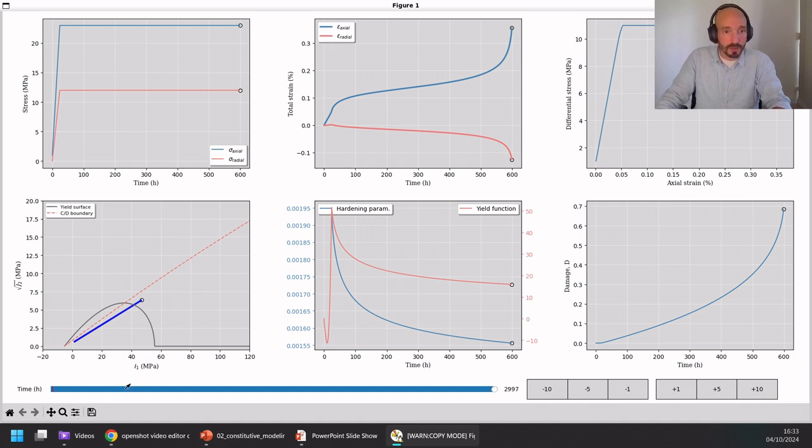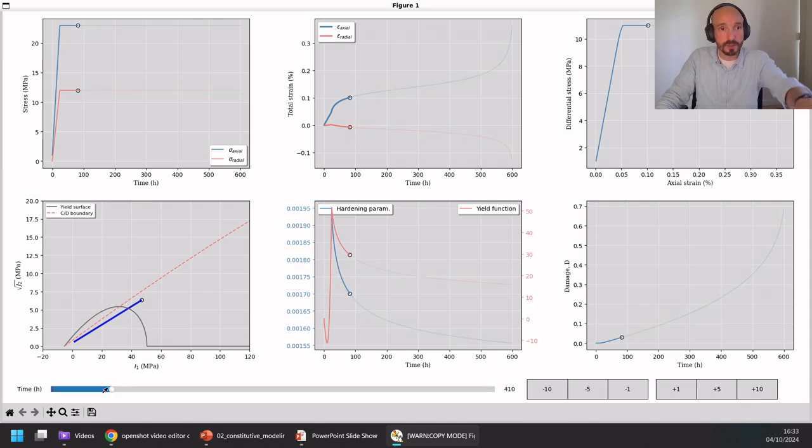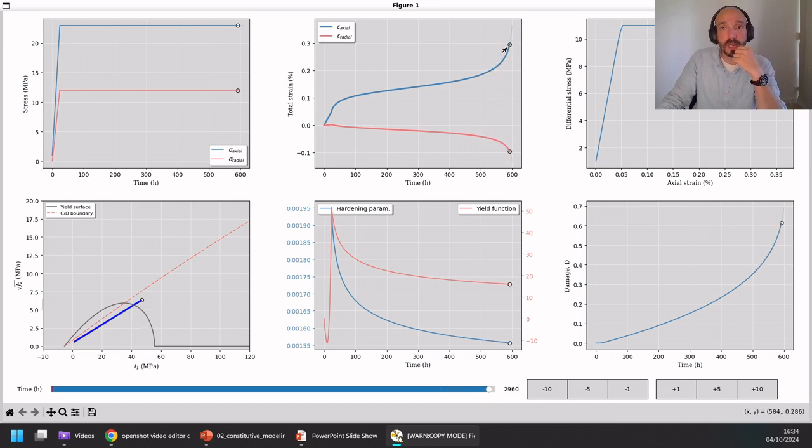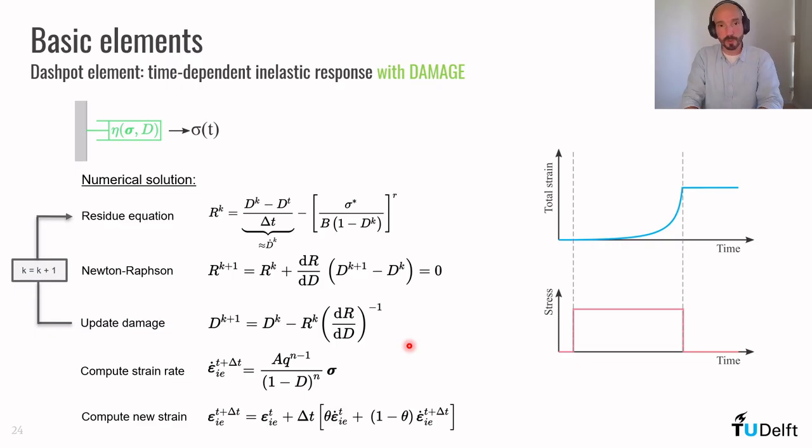You can see that even if the stress is constant here, when the simulation progresses, the value of this damage parameter increases, and at a certain point, it makes the axial deformation and radial deformation spike. And this is how we can model tertiary creep. Okay? Okay, let's move on.